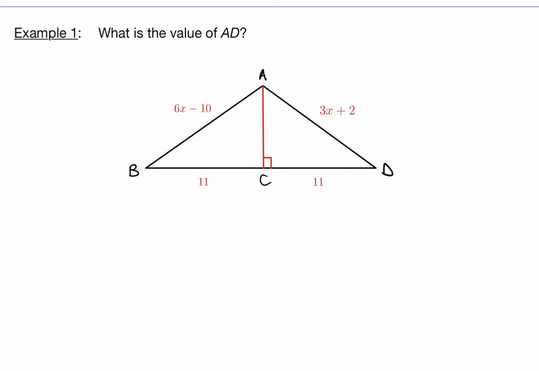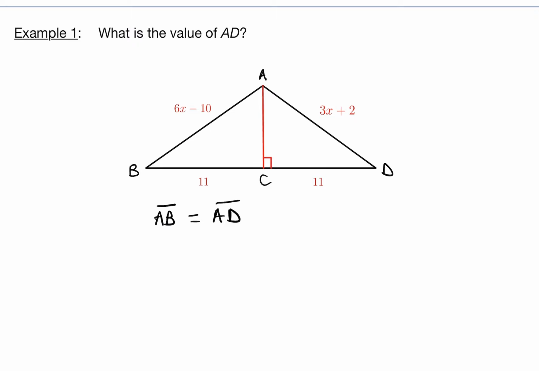Now, according to the theorem, any point on this line, and in this case we have point A, the distance from point A to B will be identical to the distance from point A to D. So in other words, AB is equal to AD. As I've always said in class, before you solve these types of problems, always establish the relationship first. So that's what we've done here. AB is equal to AD.